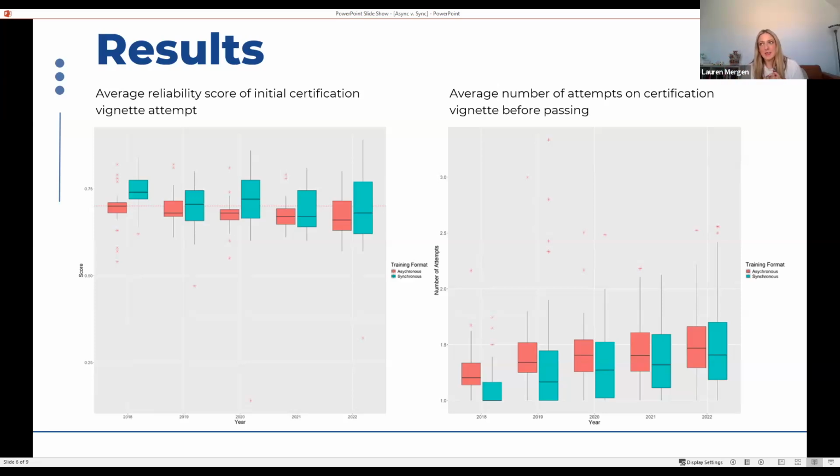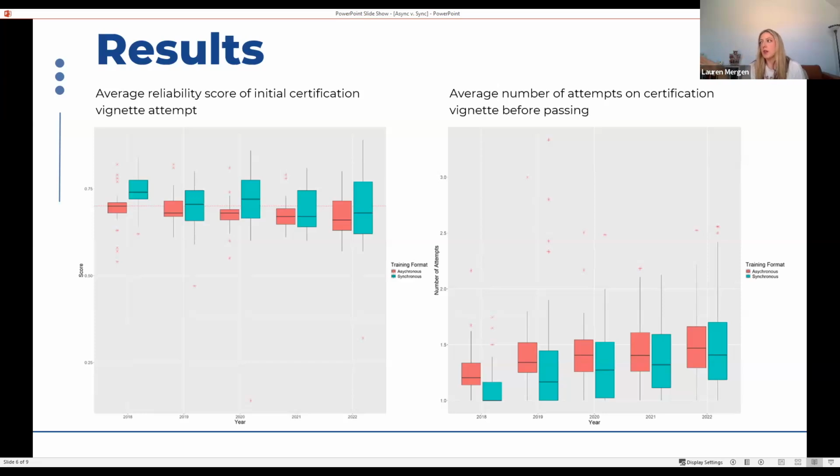Now we don't have a chart here. I do have a chart, but I can send it to anyone who's interested. The actual averages aren't that far apart. They might be like 0.02 or 0.03 apart. So although it does look like the synchronous group has a higher average, it's really by 0.01 or 0.02 points, which is not much. The bigger thing for us was the variability difference between the two.